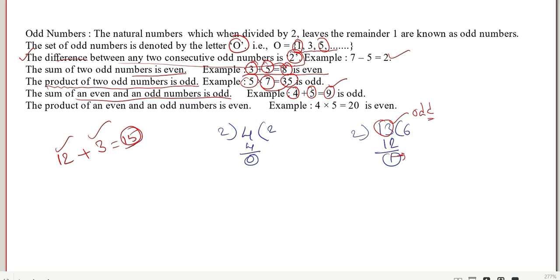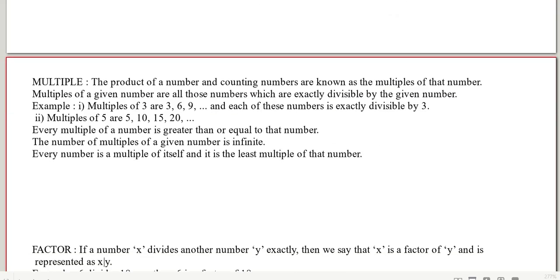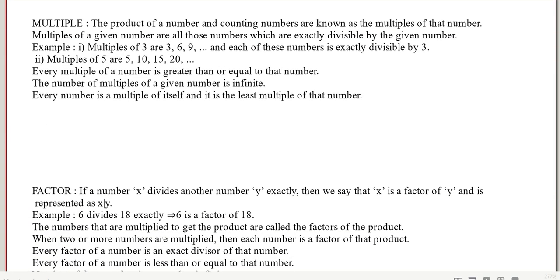Okay, the sum of an even and an odd number is always odd. The product of an even and an odd number is always even. Just now we discussed that when an even number is multiplied by any other number, whether even or odd, you will definitely get an even number. Now let's see the next concept, that is about multiples.